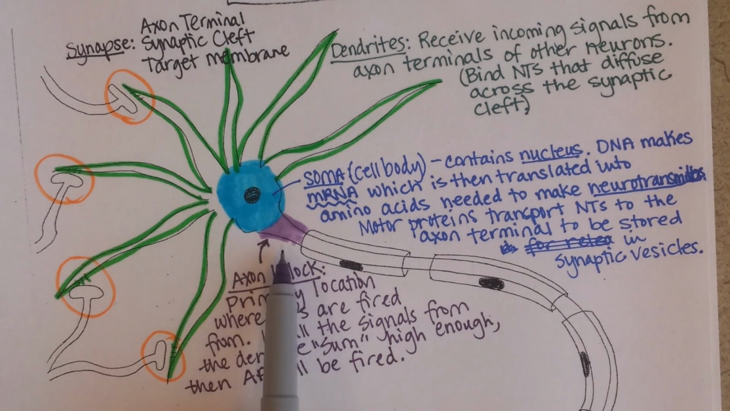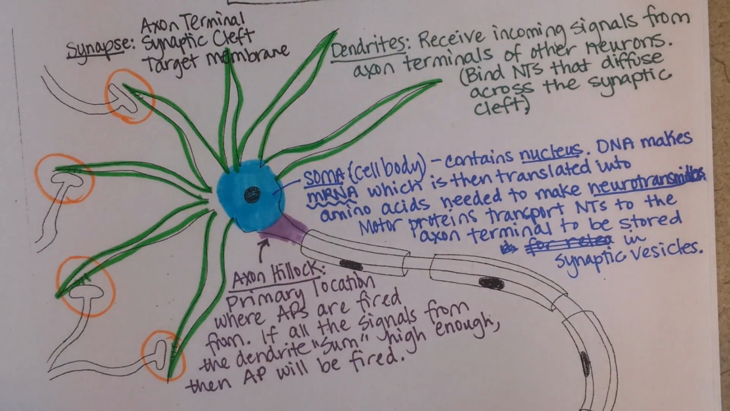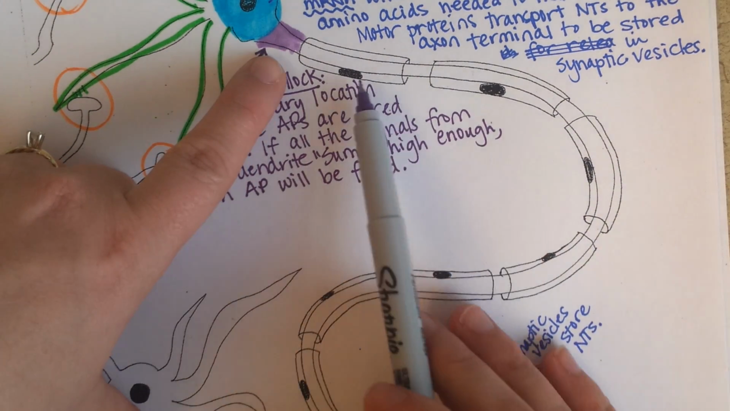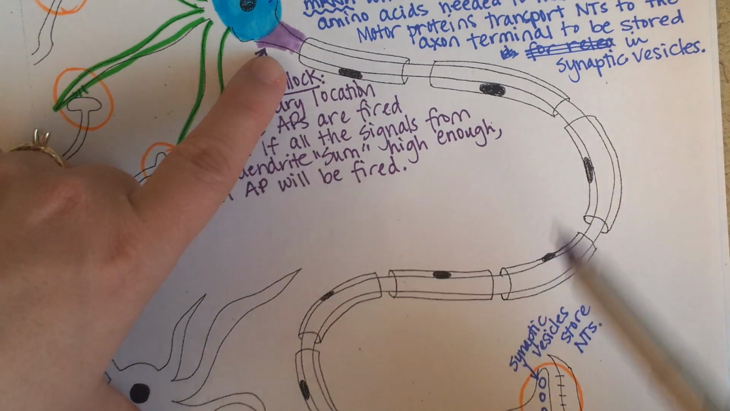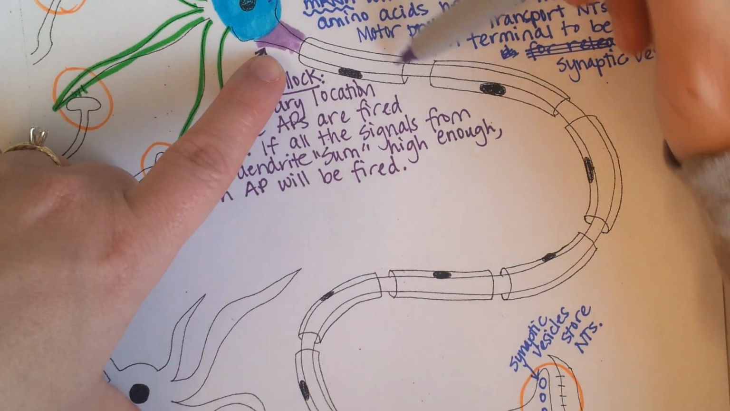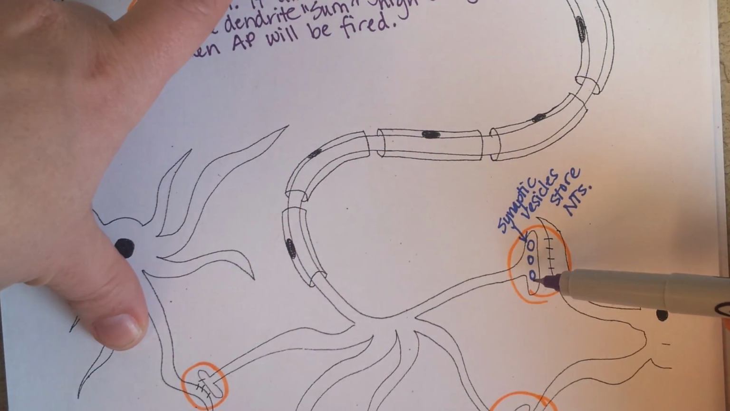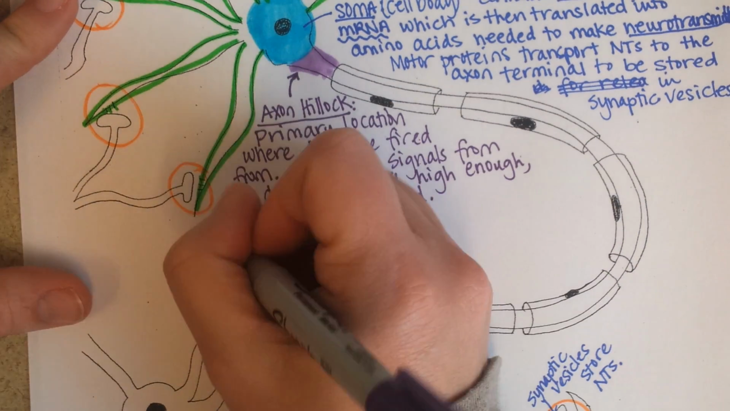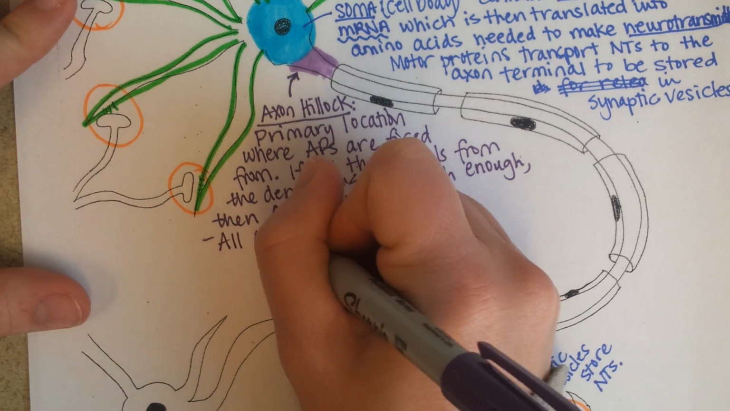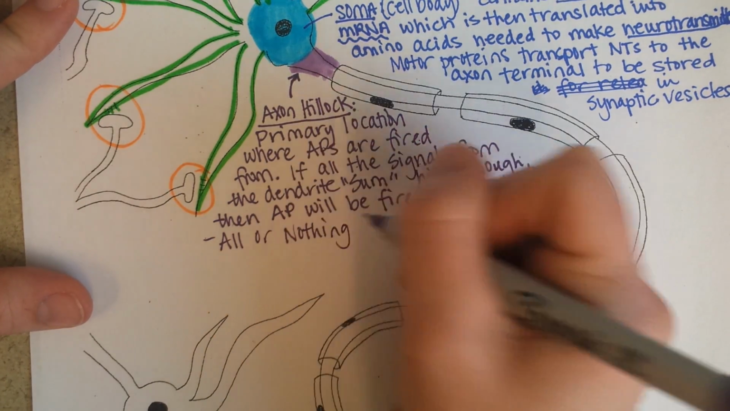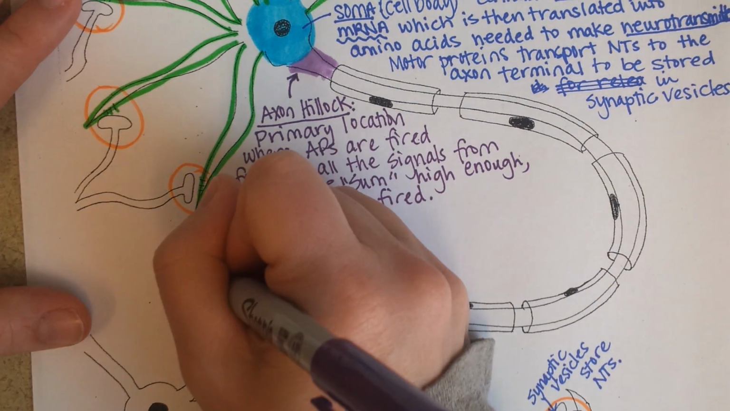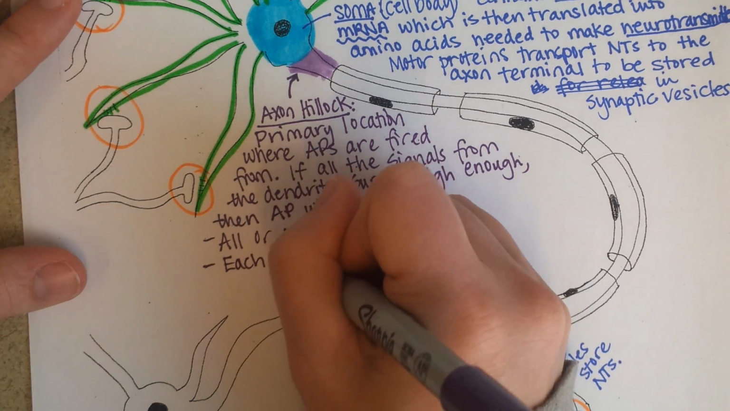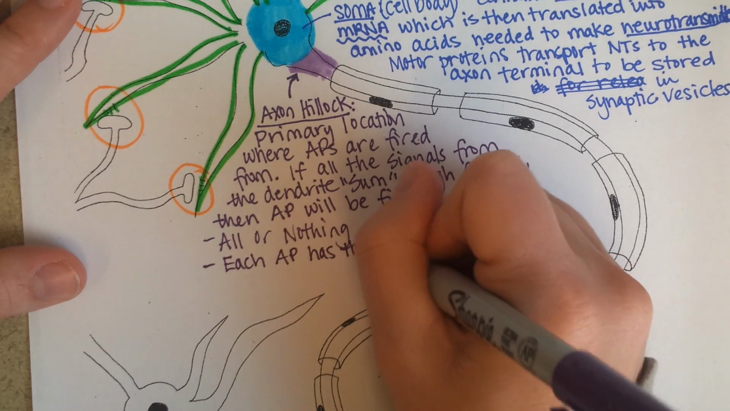So if the action potential is fired here, though, it's an all or nothing phenomenon, meaning that at this point, if it gets fired, and assuming that the neuron is healthy and has myelin on it, the action potential goes all the way to the end. So we call it an all or nothing phenomenon. And each action potential has the same amplitude.